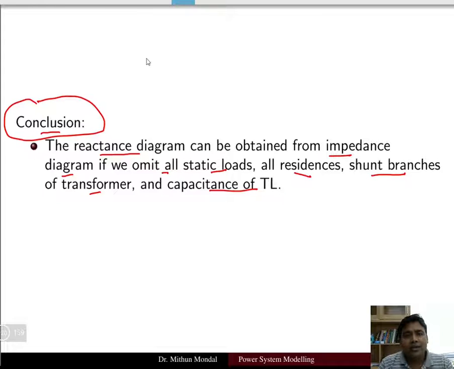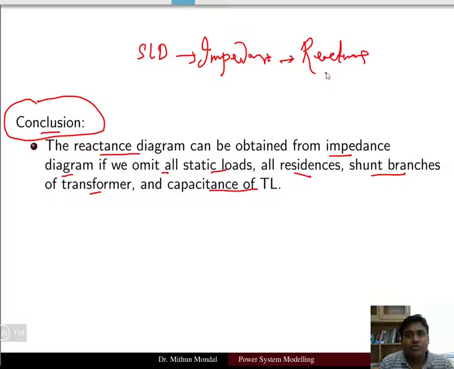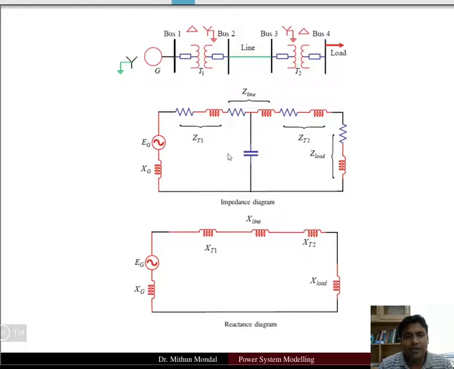From the single line diagram, we have to construct the impedance diagram, and from the impedance diagram we can construct the reactance diagram. So the reactance diagram can be obtained from the impedance diagram by making some omissions, that is the static load, resistances, shunt branches and capacitance of the transmission line.